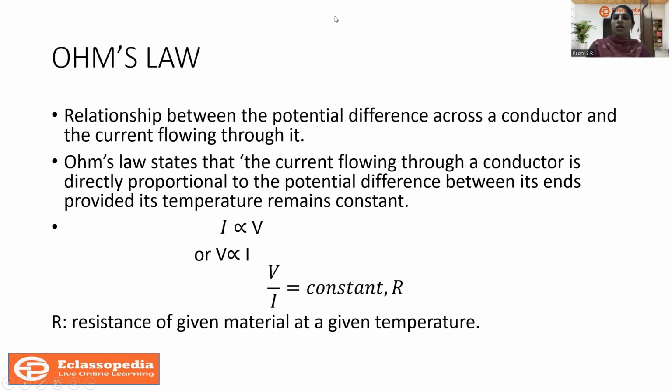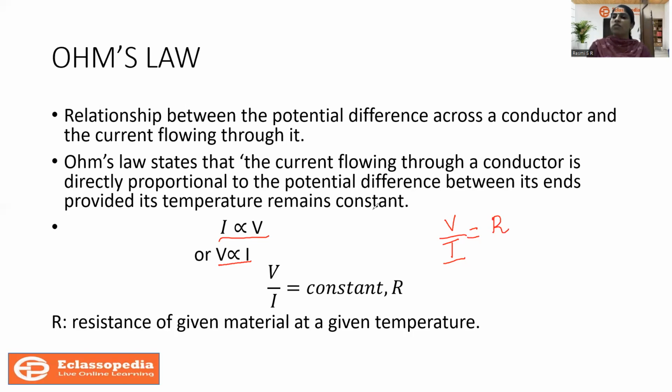So that is Ohm's law. It can also be stated that the voltage, or the potential difference developed in a conductor, is directly proportional to the current flowing through it. V is proportional to I, and therefore V by I can be written as a constant, and that constant is called the resistance of a given material at a given temperature.